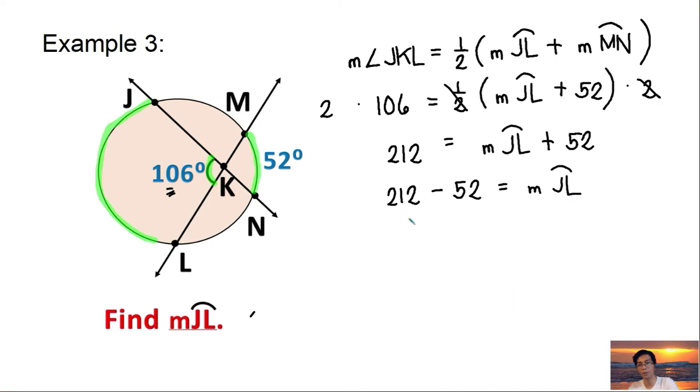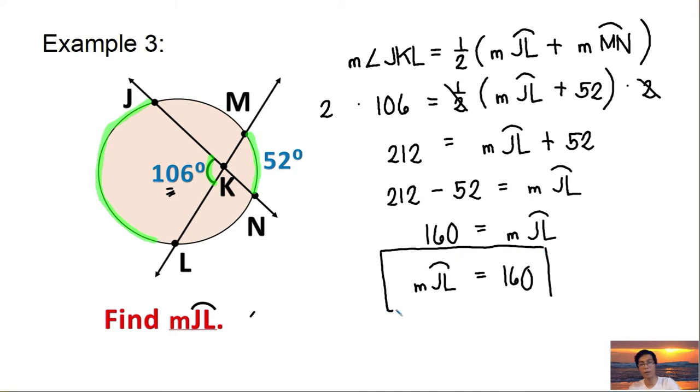212 minus 52 is equal to 160. So, 160 equals the measure of arc JL. Pagbaliktarin mo na lang, applying symmetric property, so measure of arc JL is equal to 160. So this is our final answer. Ganun po yung gagawin kapag arc naman yung nawawala.